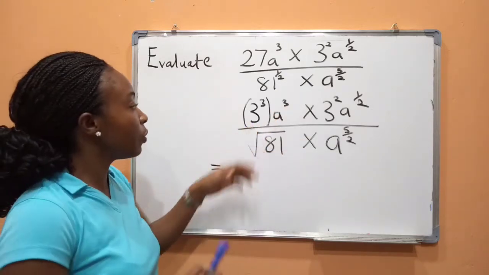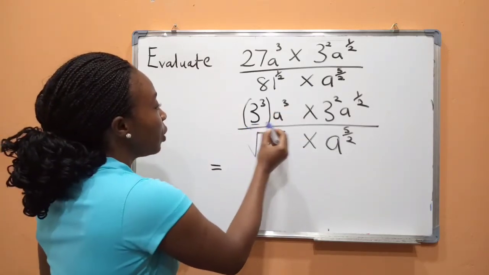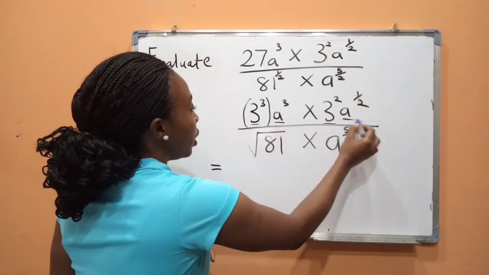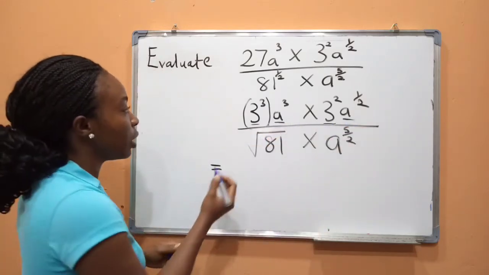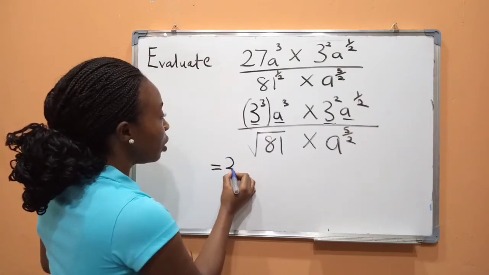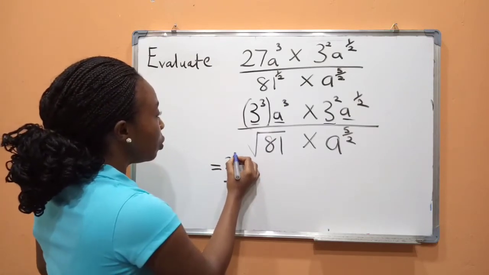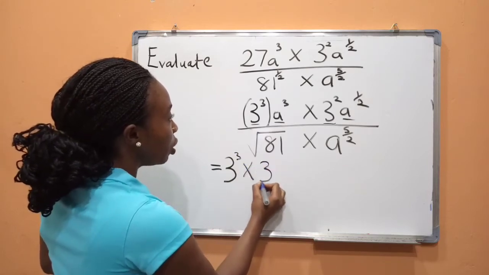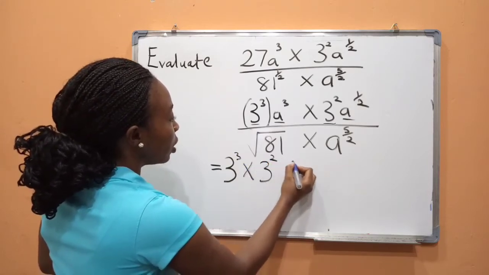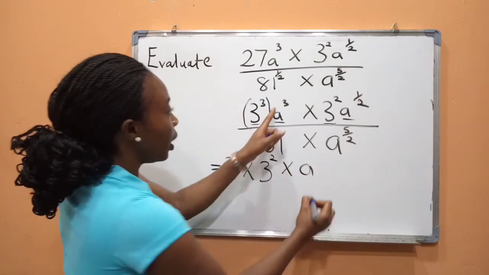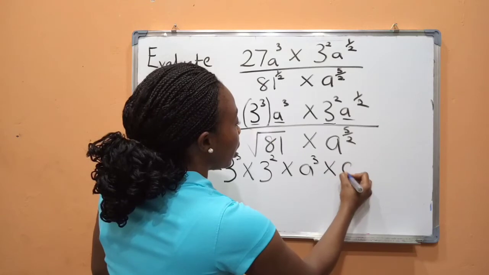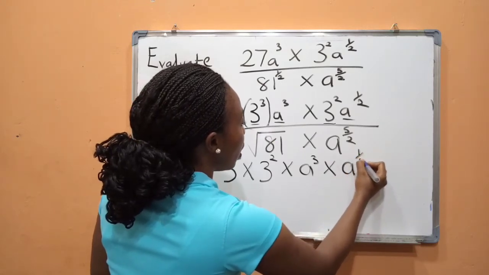You can see that we have same bases here. We have 3 here and we have 3 here. And we equally have a here and we have a here. So in collecting them together, we are going to have 3 cubed times 3 squared times a cubed times a raised to the power of half.